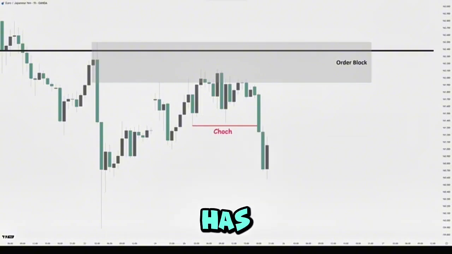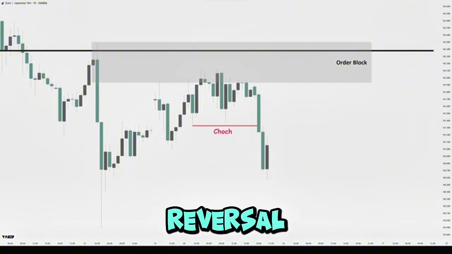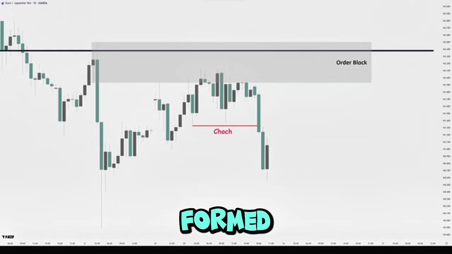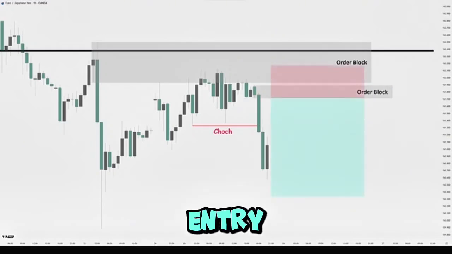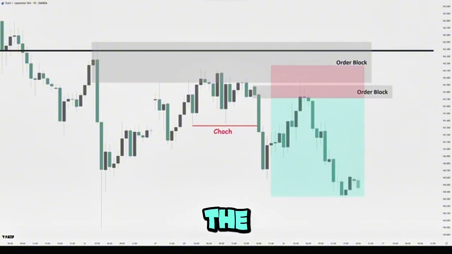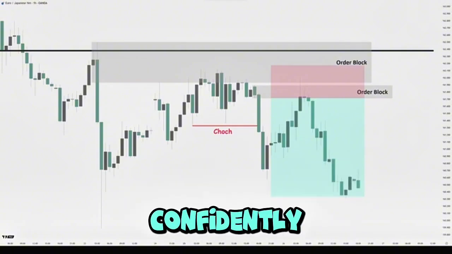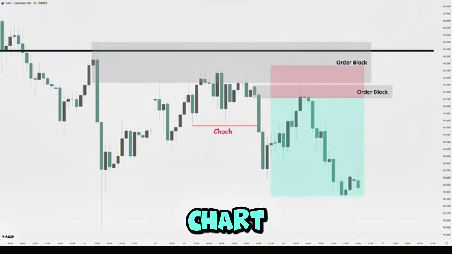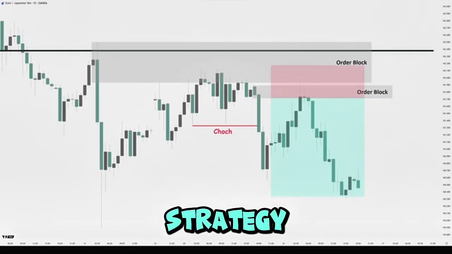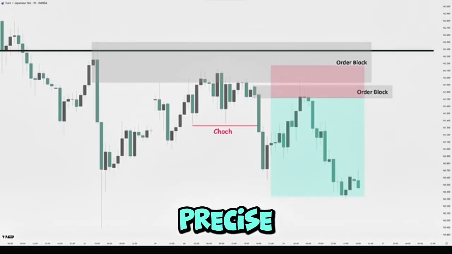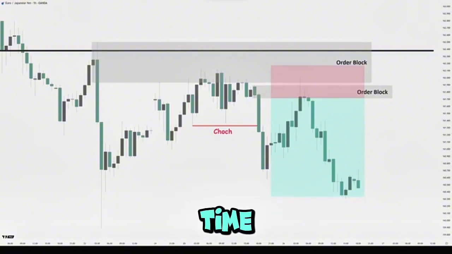At this point, the price has confirmed a change of character, signaling a reversal. Additionally, it has formed an order block, which we can use as our entry zone. With both the higher time frame and the lower time frame now bearish, we can confidently take a short entry. The 1-hour chart serves as our entry time frame in this strategy, allowing us to refine our trades and achieve more precise entries. However, if you prefer to go even deeper, you can zoom into lower time frames, such as the 15-minute or 5-minute charts, to look for additional confirmations. This can help you enter trades at an even better price, improving your risk-to-reward ratio.